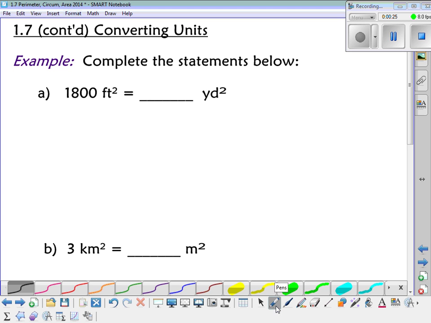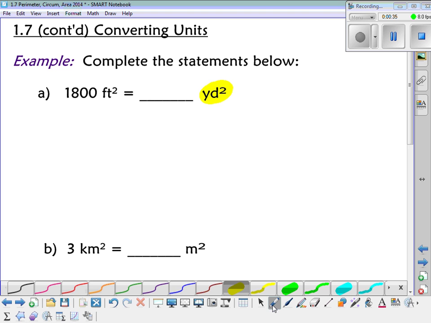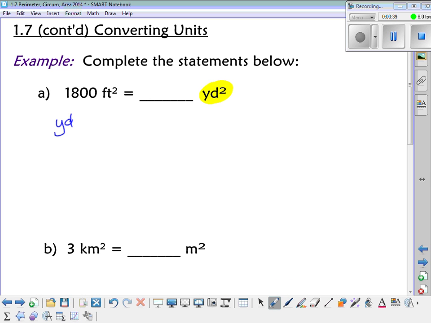So my answer, I want to end up with yards squared. So when I figure out the conversion unit, I want yards to be on top, or yards squared. So first of all, let's just think about yards and feet. I'm going to put the yards on top and the feet on the bottom, again, because I want the yards to end up on top in my answer. So 1 yard, we know, is equal to 3 feet.